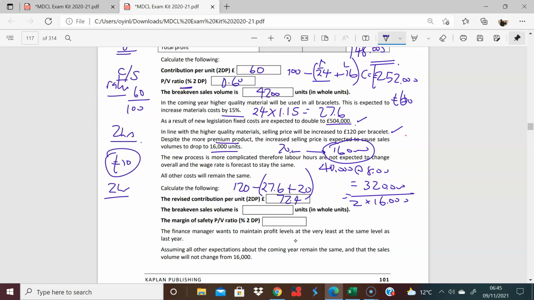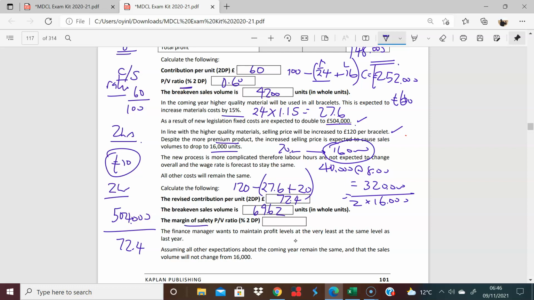Okay, right. So it says the break-even sales volume again here with an overhead of 504,000 and a revised contribution of 72.4, which is literally what I did last time when you saw me compare. Because at break-even, contribution is equal to fixed costs. I'm making £72.40 on each. Therefore, 504,000 divided by 72.4 is, I'm going to round that up to 6962 units in order to break even.